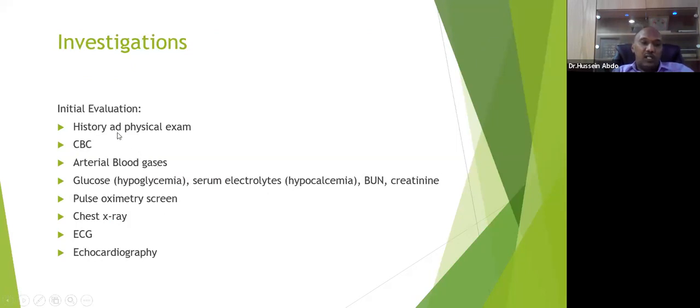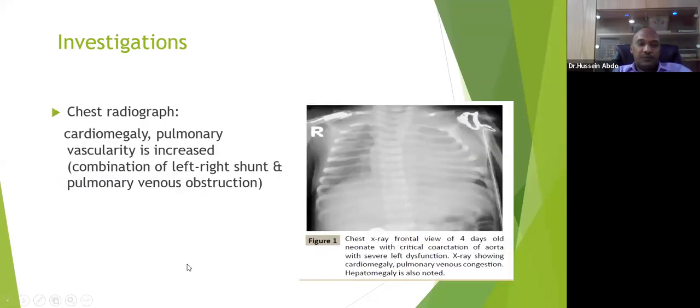Very important to take history, CBC, and arterial blood gas. This patient might have metabolic acidosis. We need to treat the acidosis before doing the echo, and we need to stabilize the patient. These patients sometimes might present with electrolyte disturbance like hypocalcemia or hypoglycemia. We need to do chest X-ray, ECG, and echo.